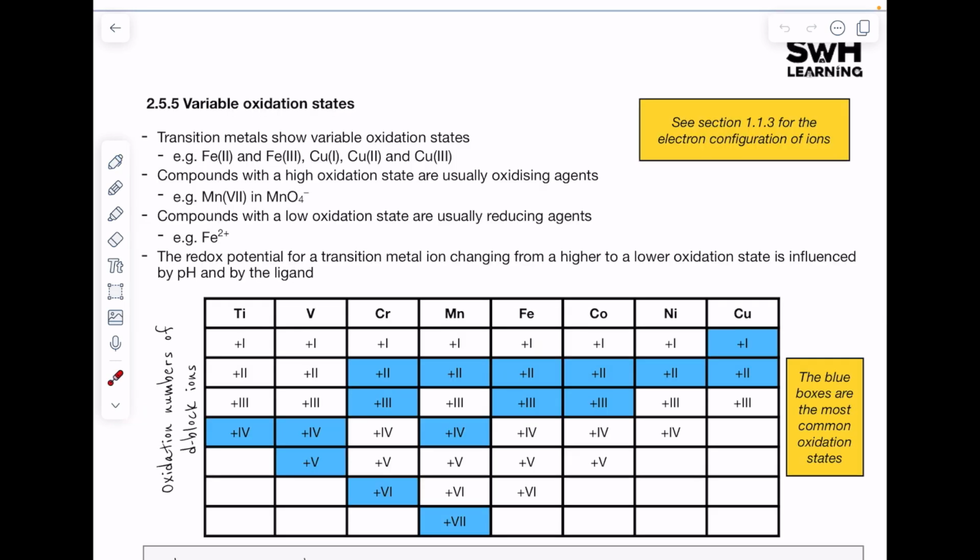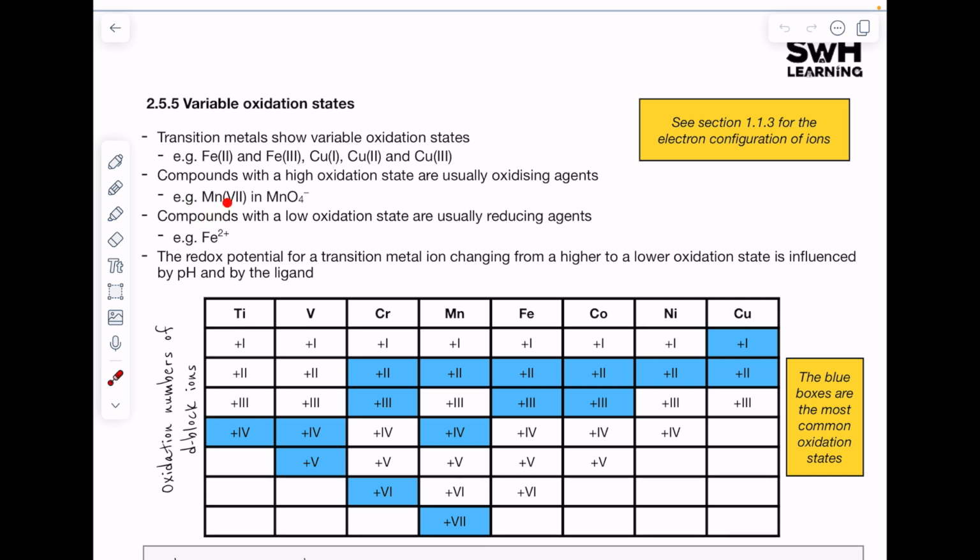Variable oxidation states. As we've already mentioned, transition metals show variable oxidation states. For example, iron 2, iron 3, copper 1, copper 2, copper 3. The thing to be aware of here is that the transition metal compounds with high oxidation states usually act as oxidizing agents, and that makes sense really, because remember, oxidizing agents are by definition reduced, so that high oxidation state that they start with easily allows them to become reduced.